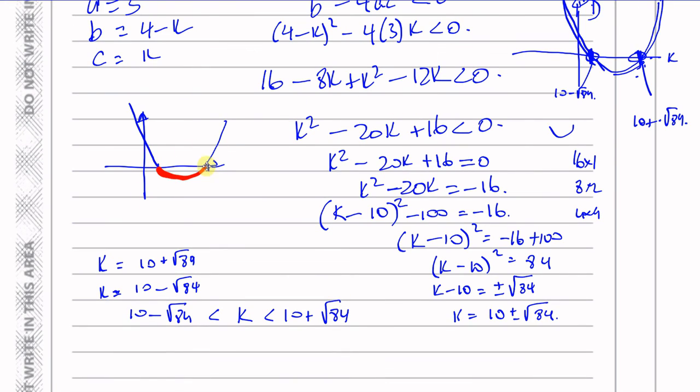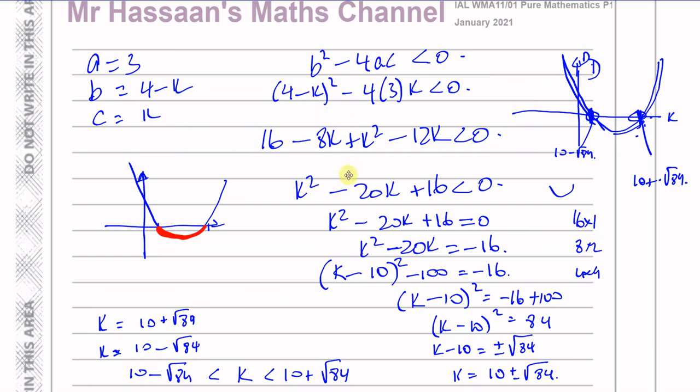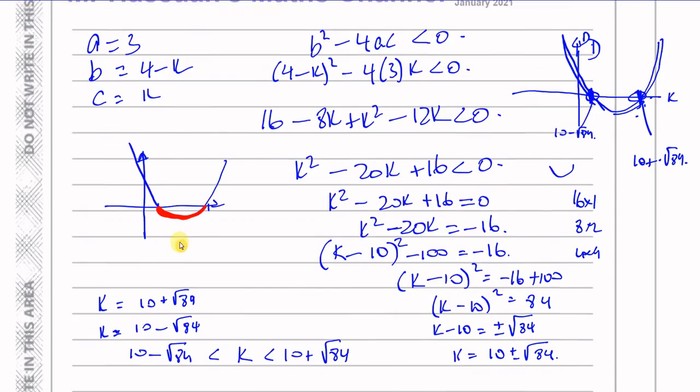So this is not a sketch of any of the functions. This is a sketch of what the discriminant looks like. When is the discriminant positive? When is the discriminant negative? We're trying to find when it is negative, and the range of values of k. So this is the discriminant axis, as I mentioned before, and this is the k axis. We're finding the values of k when the discriminant is negative. So it's negative between these two values, which we found were 10 minus root 84 and 10 plus root 84. So this is the solution to the problem here, and we're done with this question.